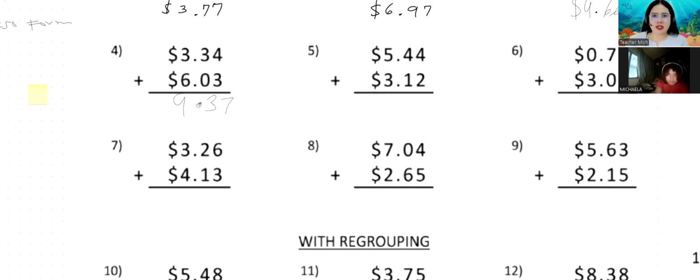Is that your final answer? Okay, very good. That is $9.37. How about in number 5? Very good. That is 8 and 56 cents. How about in number 6?